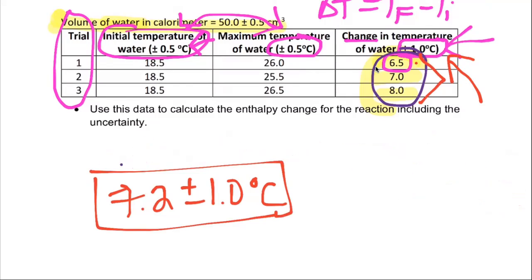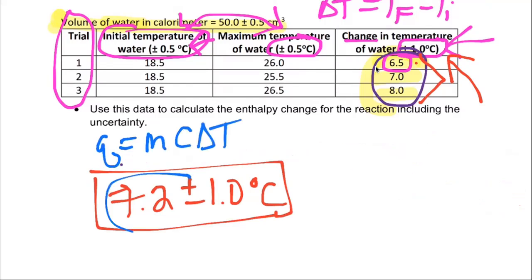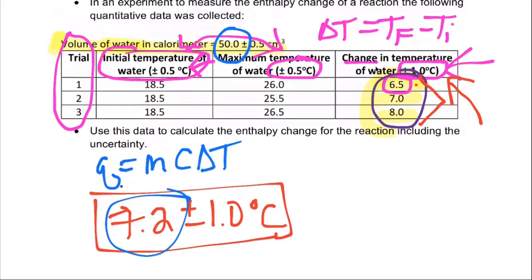Okay. So now we're going to go back to the Q equation because that's going to allow us to do enthalpy. So Q is MC delta T. Here's what we're going to use for delta T. 50 up here is what we're going to use for mass because that's the volume of water, which we talked about is equal to the mass of water. And then C is specific heat, and we can look that up in our notes or our data booklet.